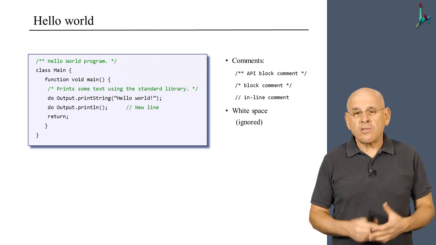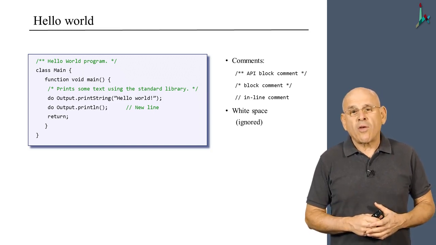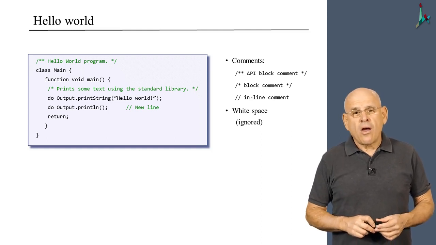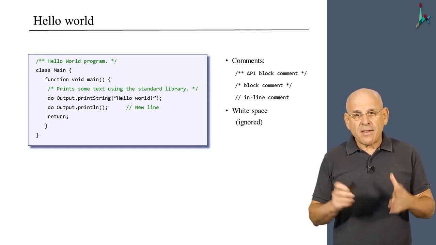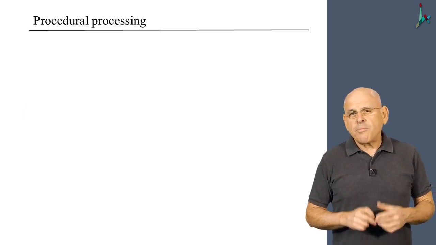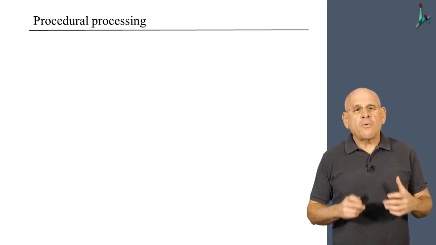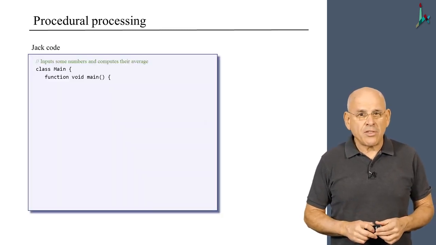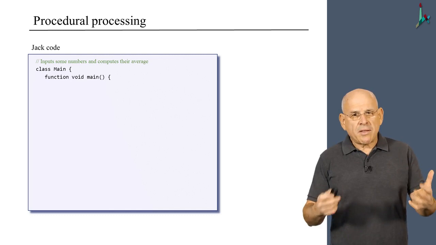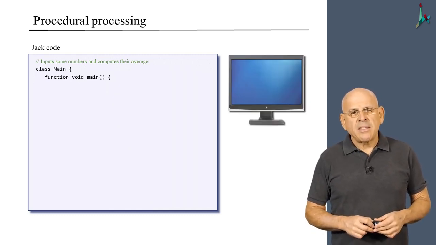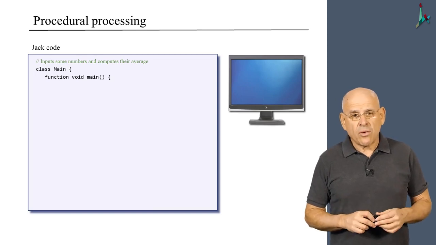And indentation, of course, is super important in order to help us make sense of our code and the code of other programmers. All right, moving along, let's see another example of a Jack program, a more interesting one. This program wants to read a set of numbers and compute their average. Now, in order to illustrate this program, we need an output device. So here it is. So let's start to look at the code.